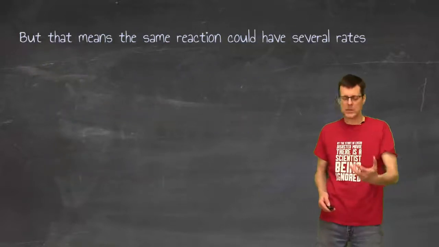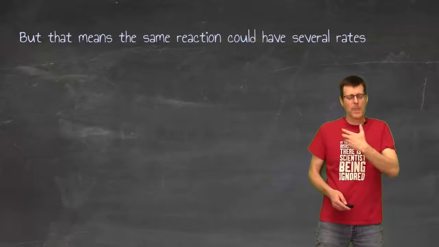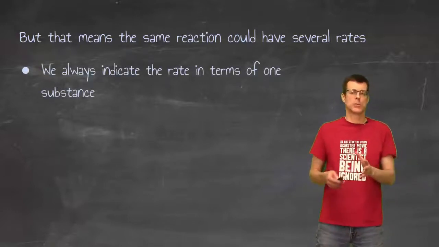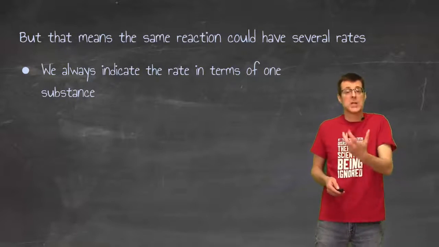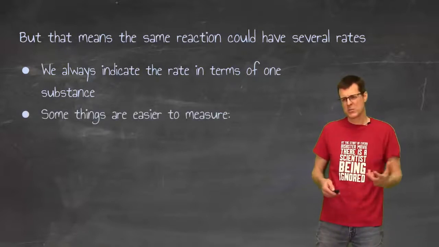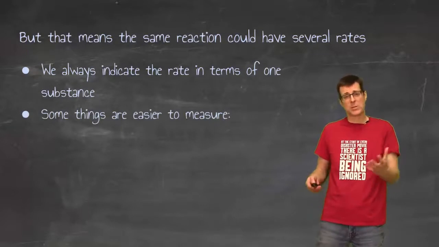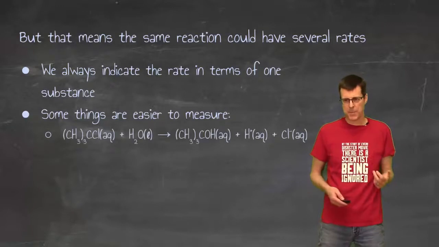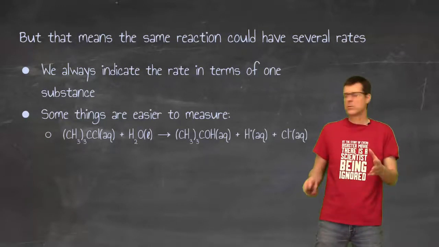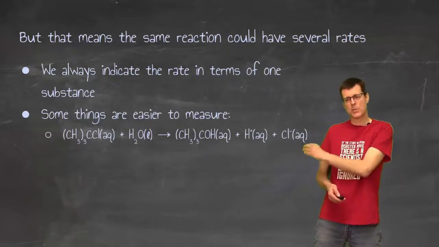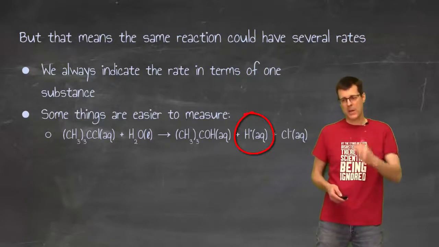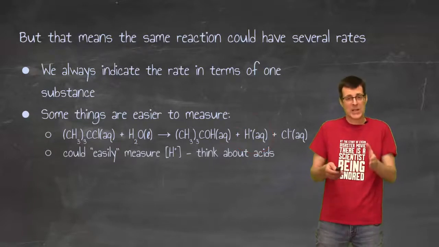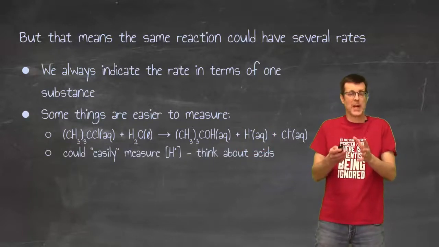And the answer is that I often need to report, or I'm interested in the rate with respect to one particular thing, but it might not always be the thing that I'm measuring. So for example, let me give you an example here. I'm not going to go through and say what this stuff is, but if I look at one of the products, this middle product there, I have H+. You may remember from acid-base chemistry that H+ is the thing that makes an acid an acid.